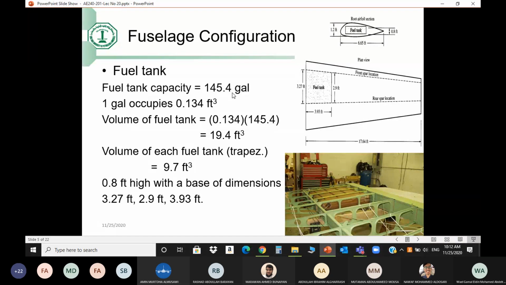But I need to convert that number into dimensions. How many inches, how big the fuel tank. So before we do this, let me summarize where we put the fuel tank, for those who do not know, for those taking AE240 as the first aerospace course.